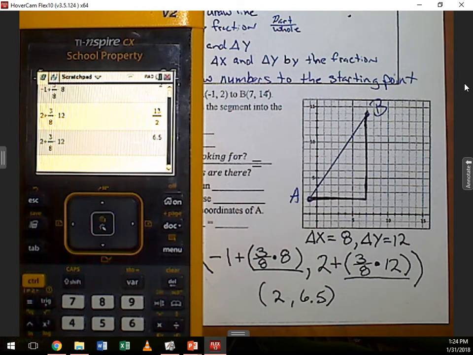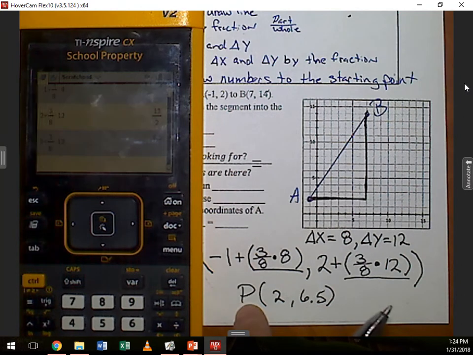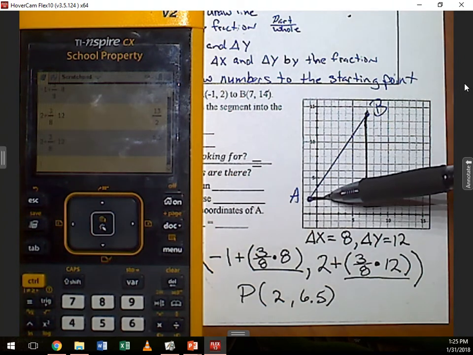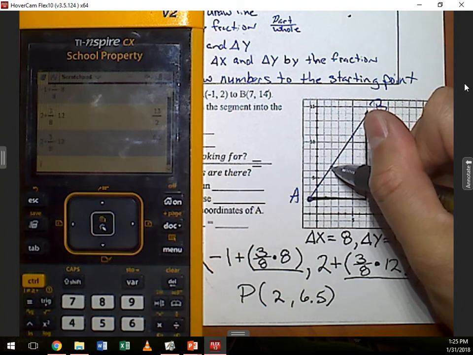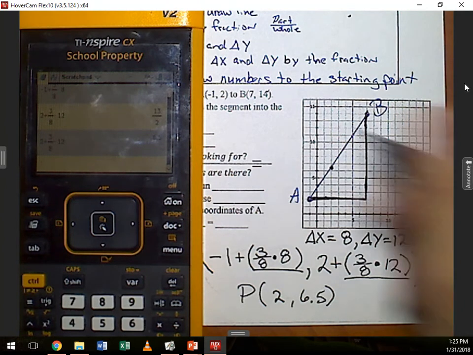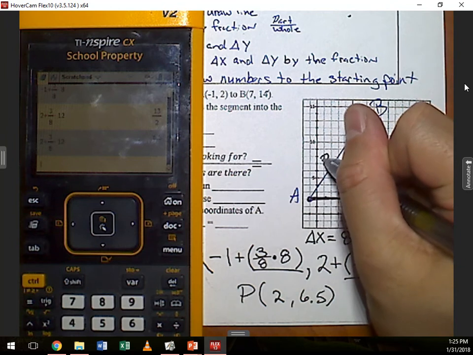And there is my point. And what did I say we call this point? If it was a midpoint, I would call it M. But this is not the midpoint. It is a partition line segment. We call it P, right? It's usually just P. So my point here is going to be 2, 6.5. If I go over to 2, 1, 2, and I follow this up, it's exactly right there. And I label it, it is going to be my point P.